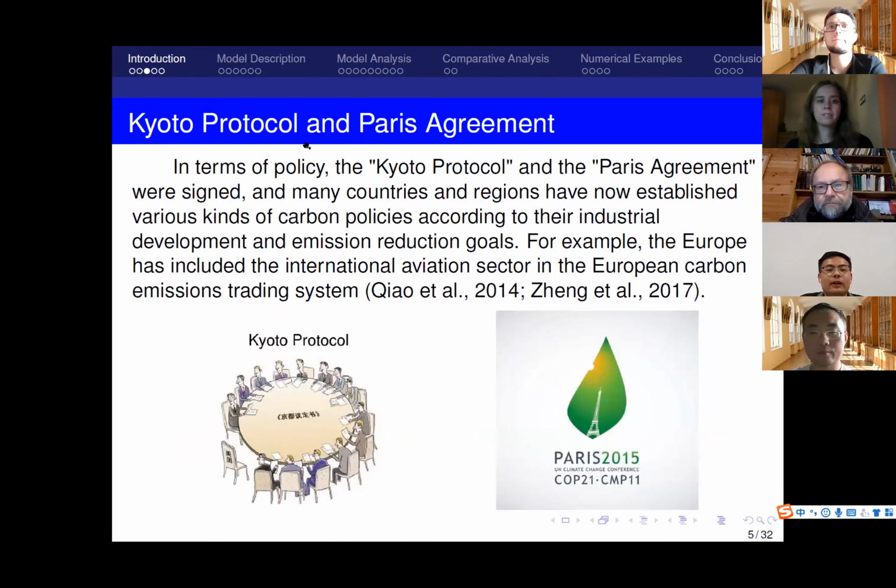These two pictures show the Kyoto Protocol and the Paris Agreement. These are two policies all over the world. In terms of policy, the Kyoto Protocol and the Paris Agreement were signed, and many countries and regions have now established various kinds of carbon policies according to their industrial development and emission reduction goals. For example, the European Union has included the international aviation sector in the European carbon emissions trading system.